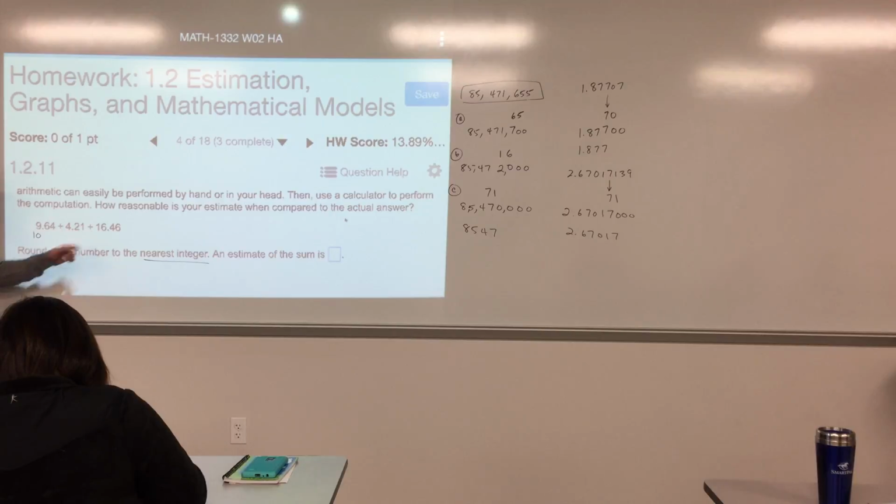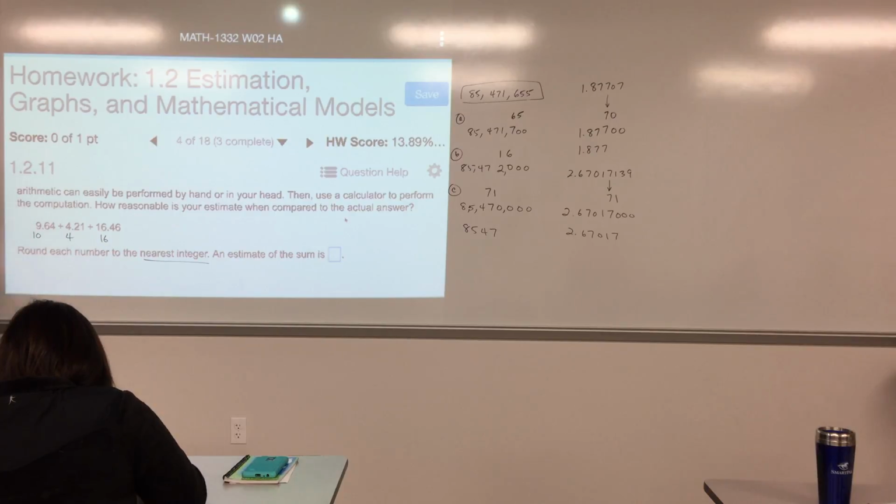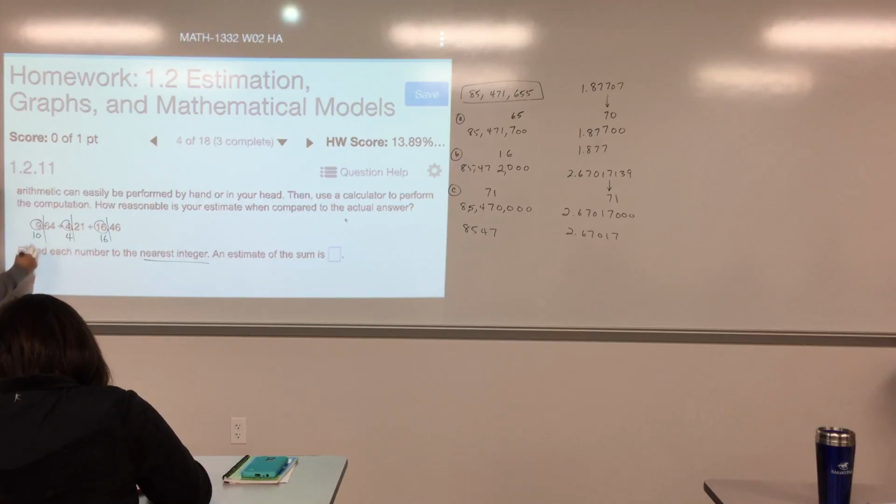How about 4.21? 4. 16.46? 16. How do you know this one? Because you might have thought 1650. Integer means that we want the nearest whole number. You don't want any decimals. So if you want the nearest whole number, then the 6, the 2, and the 4 are the ones that are going to help you make your decision. Does that make sense, guys?